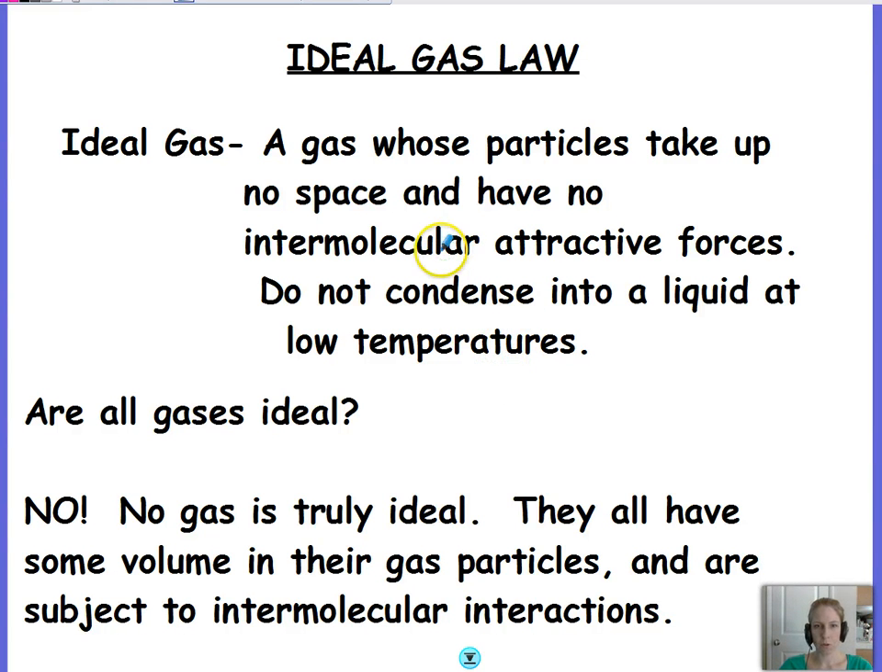Hello, welcome to our 14C lecture on gas laws. Today is actually going to be on the ideal gas law, so we're stepping it up a notch.